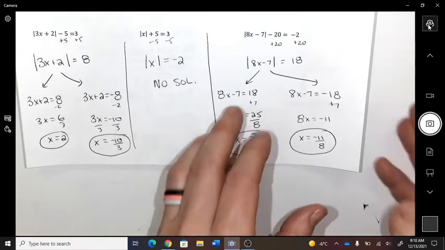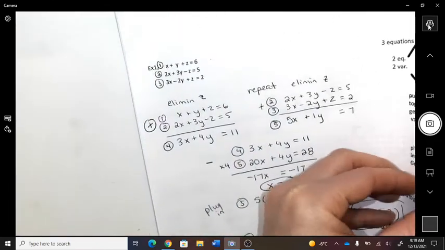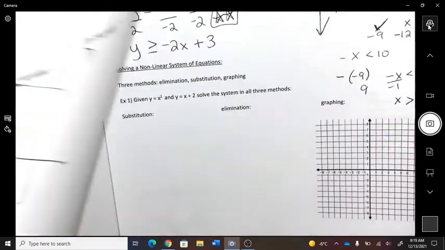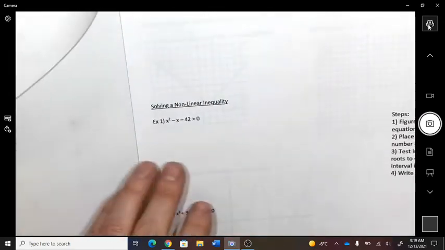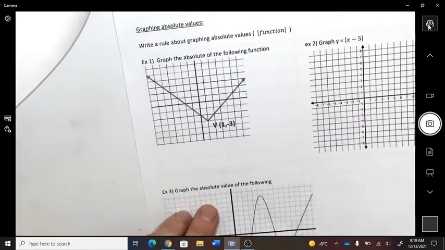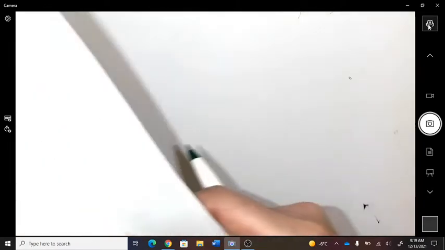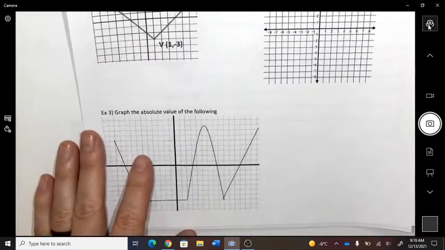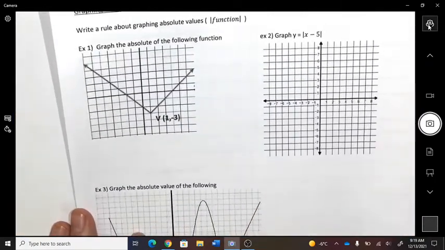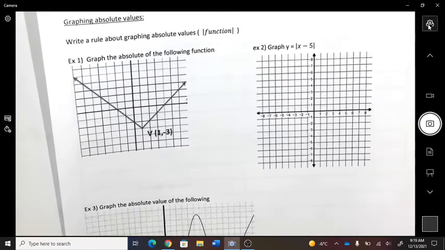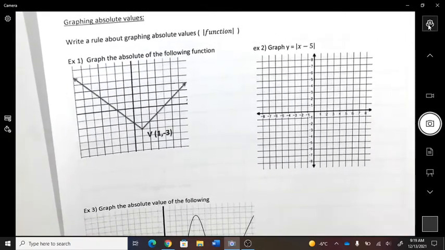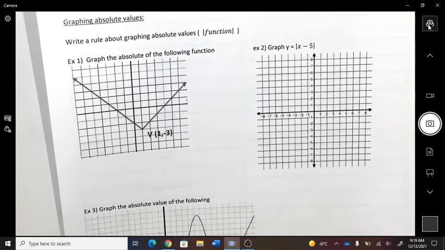Okay, I think I have to flip a couple pages here in your notes. Okay, it's almost near the end of your notes, actually. Okay.